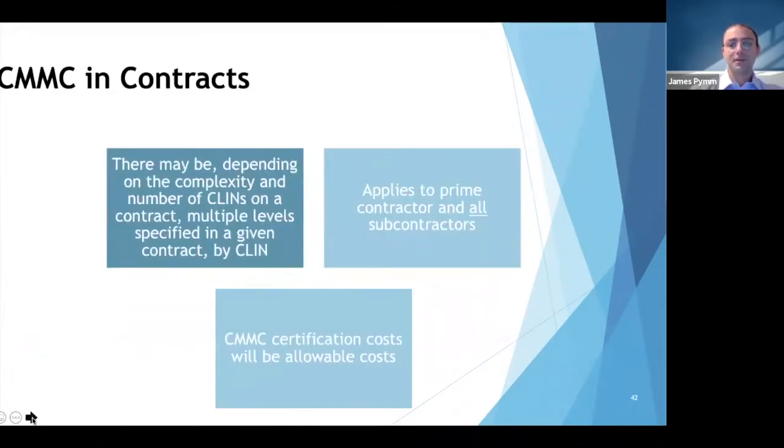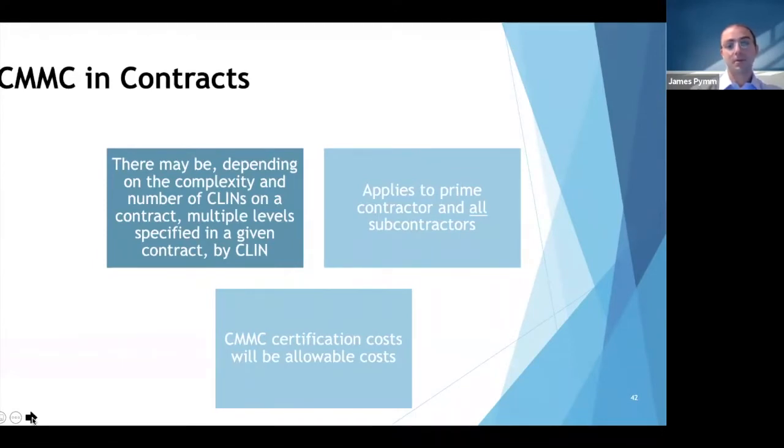This is where things are starting to get a little bit more gray, and we'll cover more in our slides. CMMC and contracts: how is this actually going to function? It is possible that, depending on the complexity and number of CLINs in a specific contract, a prime and some subcontractors might not all need to be on the same level. Most likely this is going to be dependent on who is possessing the data, as Harry talked about. If you have CUI that you're putting on your systems, it is likely that you will need to be at least level 3.